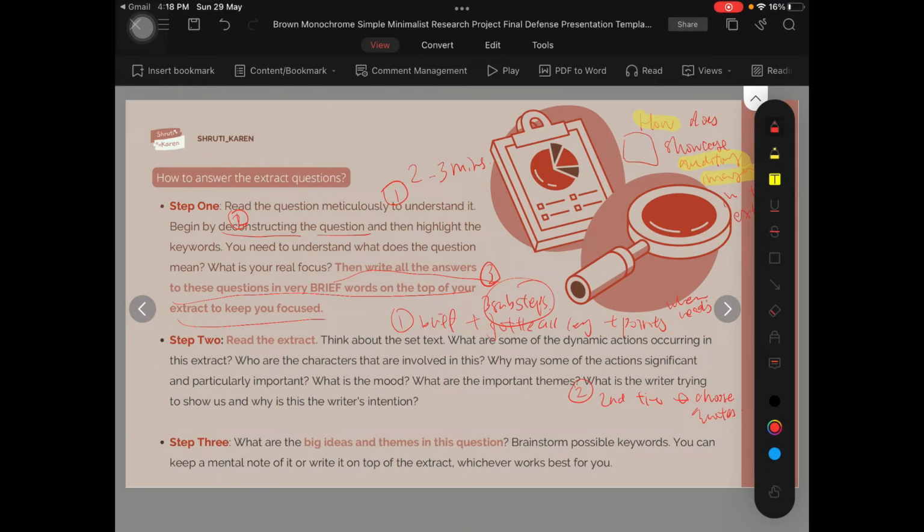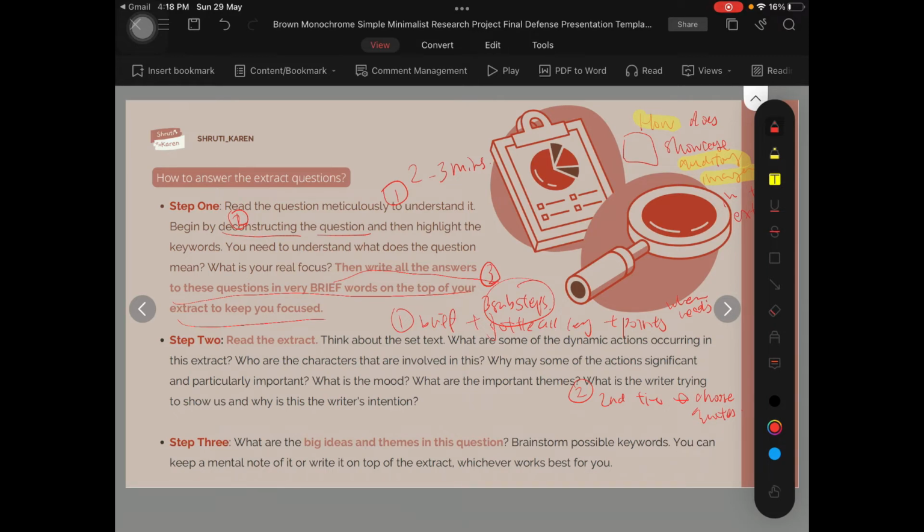Always remember that you're including your strongest points in the first paragraph so that it grasps the examiner's and marker's attention, and you make them feel like your essay is very strong. Always think about the mood, the tone, the style, the important themes, what the writer's trying to show us, and what's the overall intention. Step 3 is, of course, thinking about the big ideas, the bigger themes.